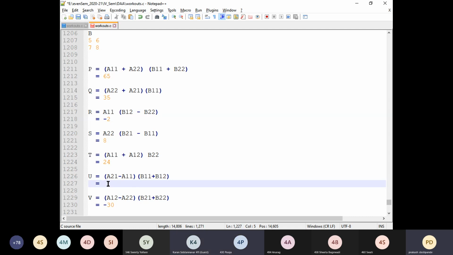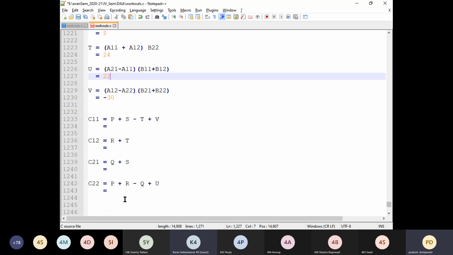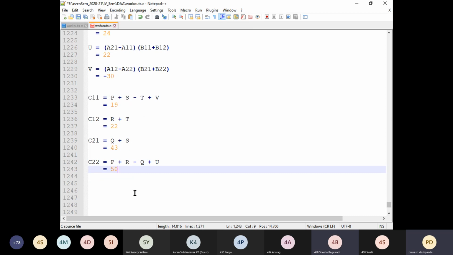Because your friend Karan did not find it out. 22. 20. Now how much do you get for C11? Anyone? 19. 19, sir. That's correct. C12, 22. 22, correct. C21, 43. C22, 50. That's correct.